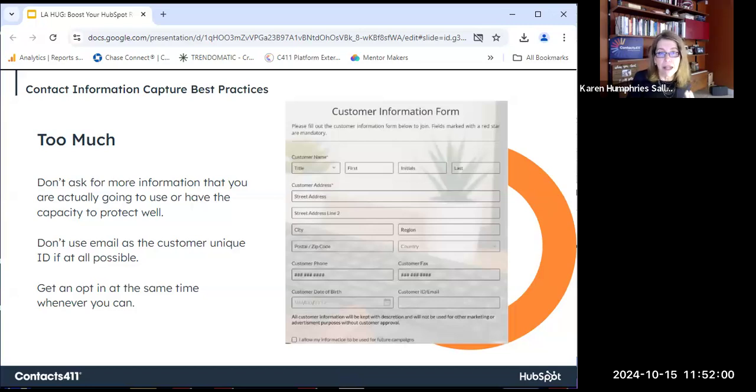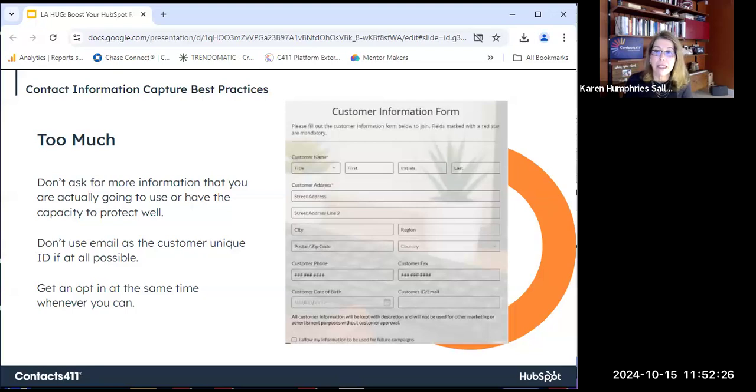Also, don't use email as a unique customer ID if at all possible. I know HubSpot actually doesn't do this, but there are other CRMs that do. It is just not a great practice. We just talked about how many emails somebody has. And so if somebody changes an email, that creates a nightmare in your database. It also means you can't really consolidate. So I love the fact that HubSpot doesn't do that. I think it's really important.